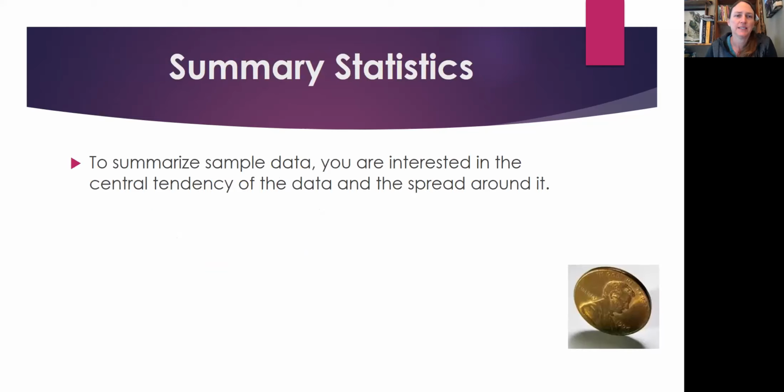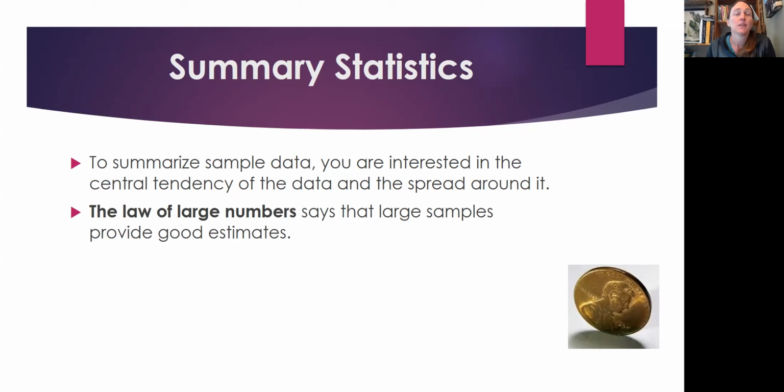Okay, so summary statistics. To summarize some sample data that you're interested in, you would try to figure out the central tendency of the data and some of the spread around it. Okay, so the law of large numbers says that larger samples provide better estimates. So for example, those Douglas firs, that population, if I just went and measured like 3 random Douglas firs, that wouldn't give me a very good estimate of how tall Douglas firs are across the whole world, right? But if I measured 3 million trees, I would get a lot better estimate, right?